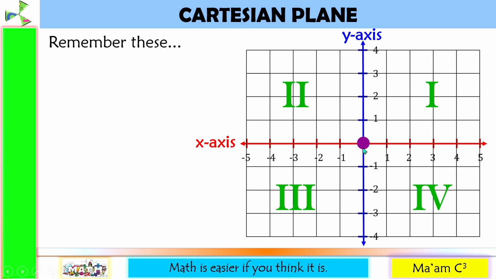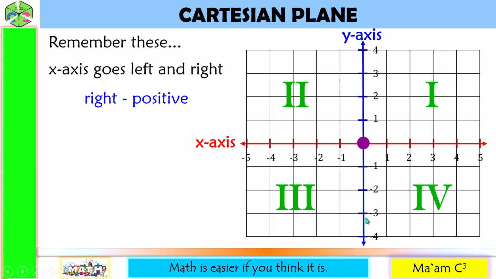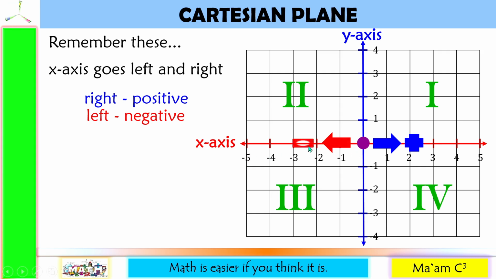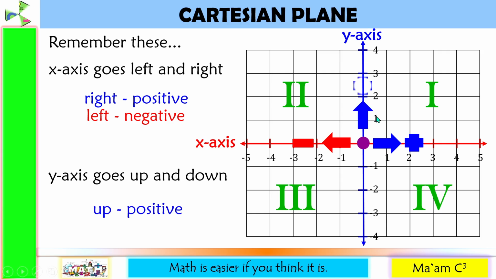And remember these things. The x-axis goes left and right. If it goes to the right, it is positive. Like this. It goes to the right, the sign is positive. If it goes to the left, it is negative. So if it's going to the left, the sign must be negative. While the y-axis goes up and down. If it goes up, it is positive. This one going up, the sign is positive. If it is going down, the sign is negative.